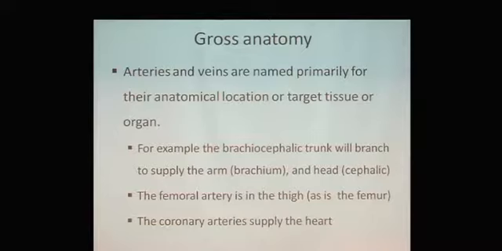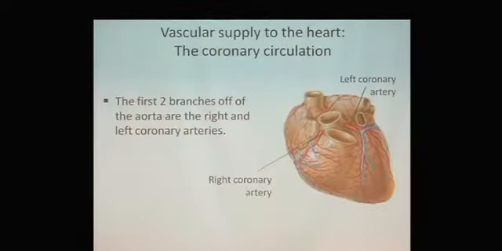So we've talked so far about the micro architecture of the vasculature. Now we want to go back and talk about gross anatomy. The arteries and veins are named primarily for where they are, where they're going, or what their target tissue is, like the renal veins, which go to the kidneys. The brachiocephalic trunk: brachium means arm and cephalic means head, so the brachiocephalic trunk branches into vessels that go to the arm and to the head. So some of these anatomical terms actually make sense. And then the coronary arteries, of course, supply the heart. So we'll talk about these first.